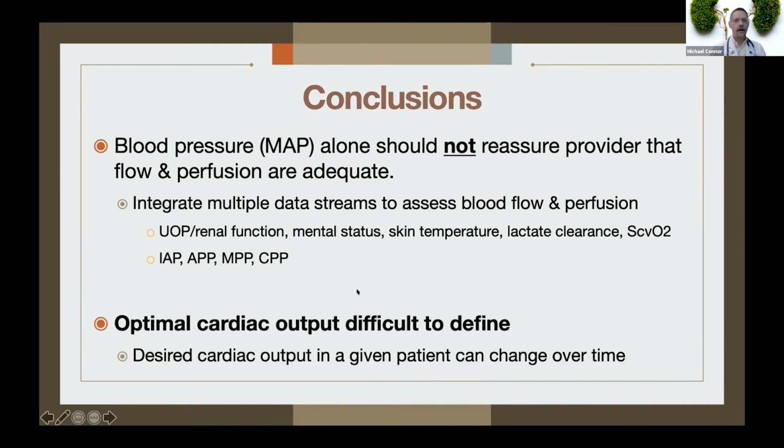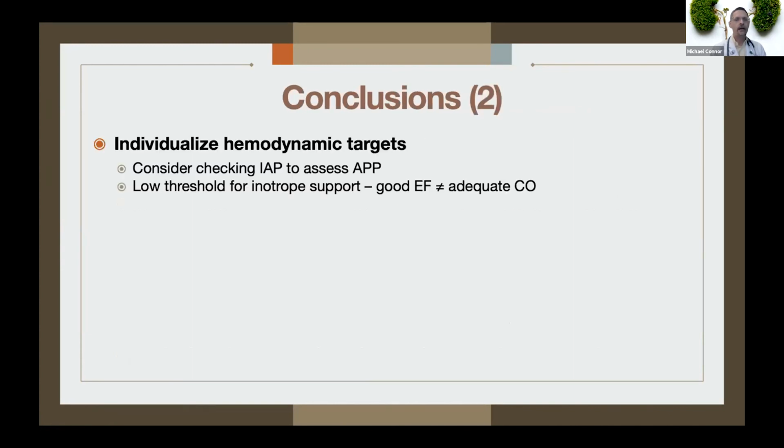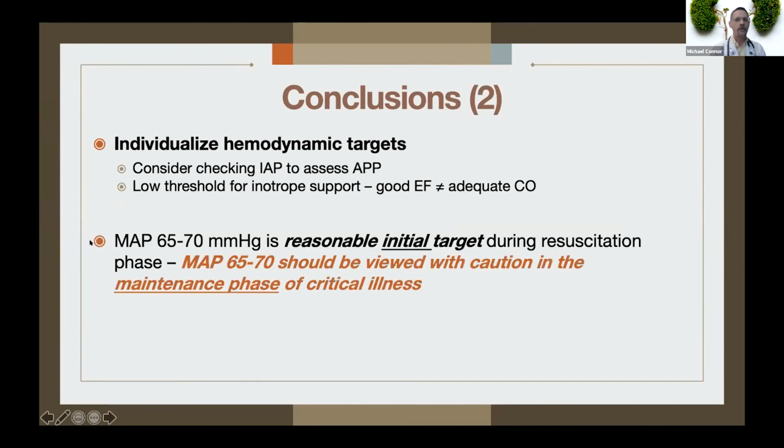And optimal cardiac output can be difficult to define, and desired cardiac output in a given patient can change over time. So just looking at cardiac output by itself and measuring it may not be appropriate either. We should individualize the hemodynamic targets. We should be checking things like intra-abdominal pressure, and we should have a low threshold for inotrope support. Just because someone has a good ejection fraction doesn't mean that they necessarily have adequate cardiac output.